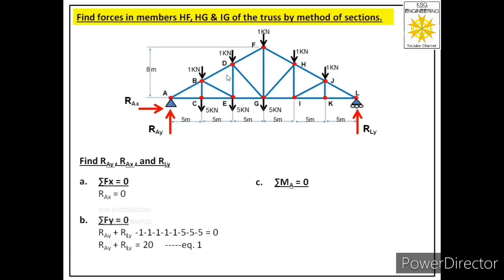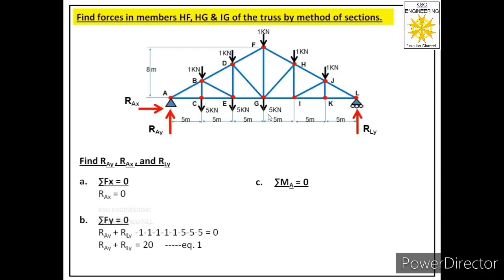Now we have 1 kilonewton force acting at joint D. It is also a clockwise movement, so it will be negative, and its magnitude will be 1 into 10. Next we have a force of 1 kilonewton at joint B. It will also produce clockwise movement, that means negative movement, and its magnitude will be 1 into 5.